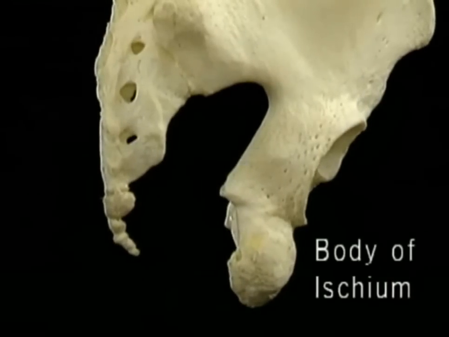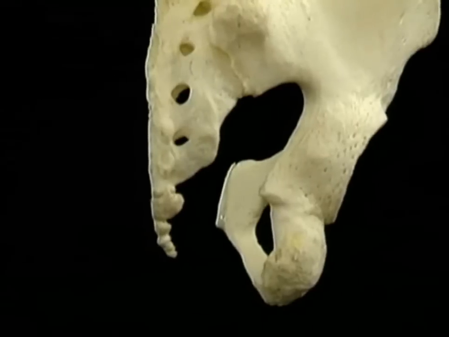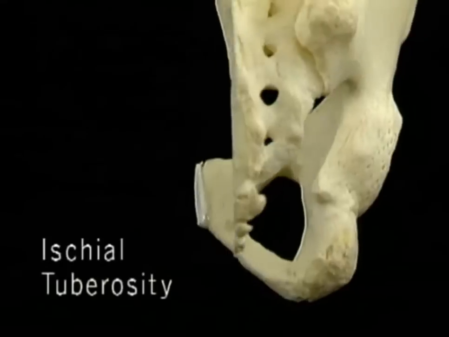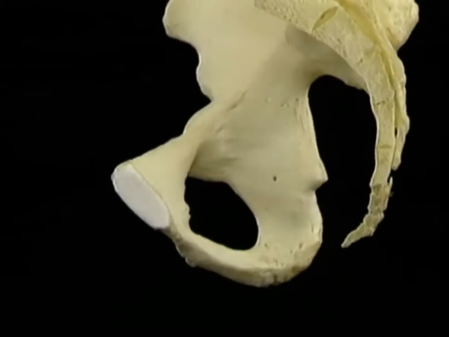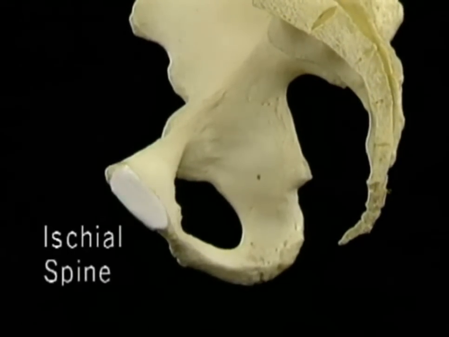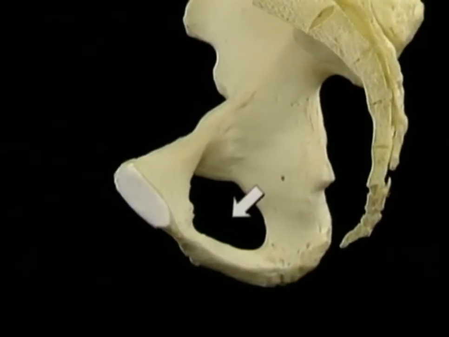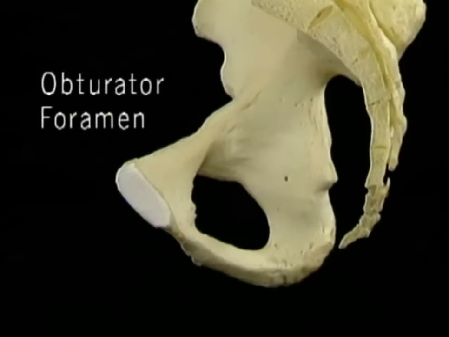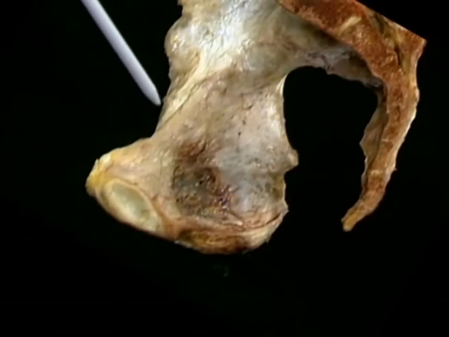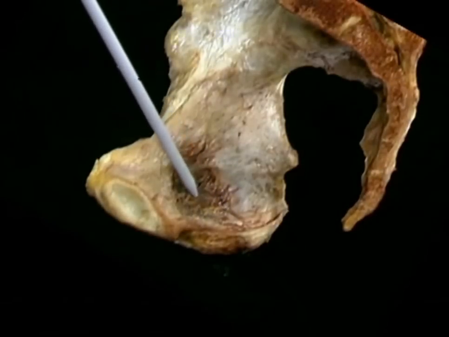This is the body of the ischium, which ends below in this impressive projection, the ischial tuberosity, which is what we sit on. This sharp prominence is the ischial spine. The large hole in the lower part of the hip bone is the obturator foramen. In the living body, it's largely closed off by the obturator membrane.